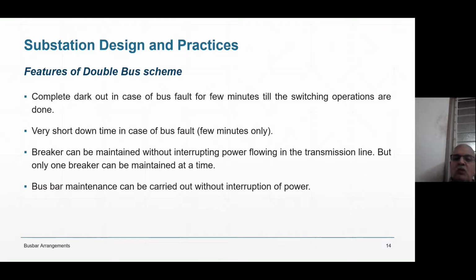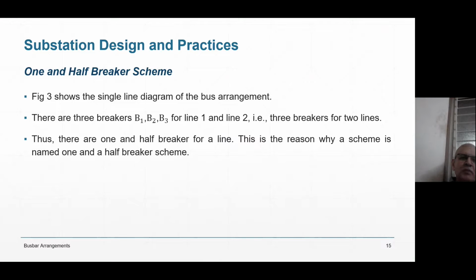Complete dark out in case of bus fault for few minutes, because all the breakers will trip. So till you make the switching for 3, 4, 5 minutes, complete dark out will be there. But very short downtime in case of bus fault, because while you are doing bus 1 fault rectification, power is passing through bus 2. So there is no question of downtime. Even if fault occurs, there is very small downtime. And when you are maintaining the breaker, you are not interrupting power from that line. So there is also no interruption of power in case of bus maintenance. So these are all the features of double bus arrangement, right?